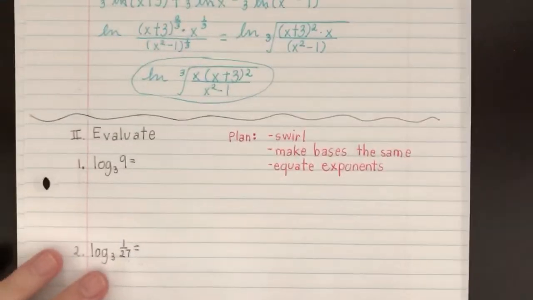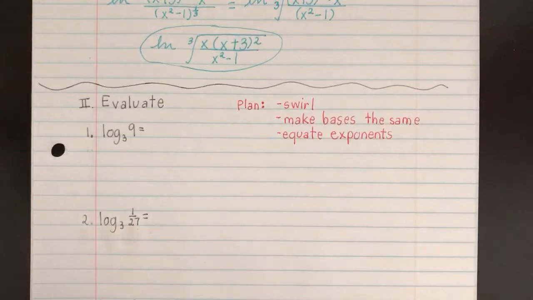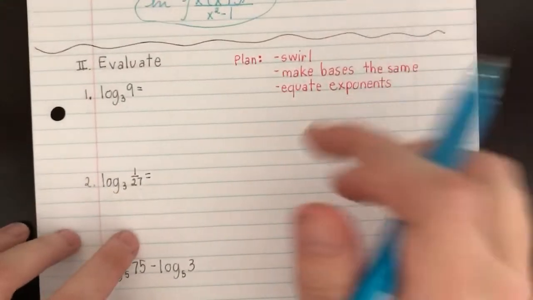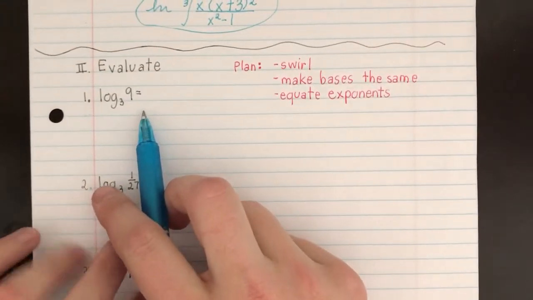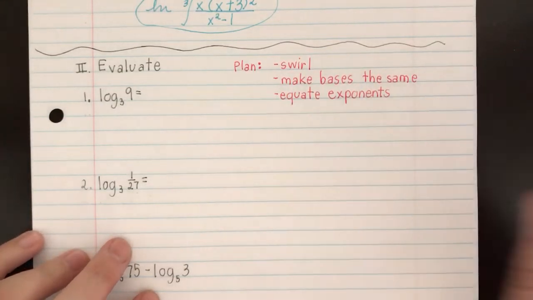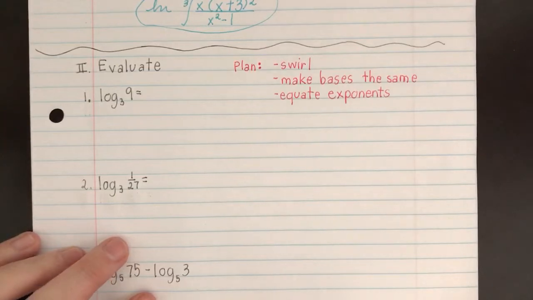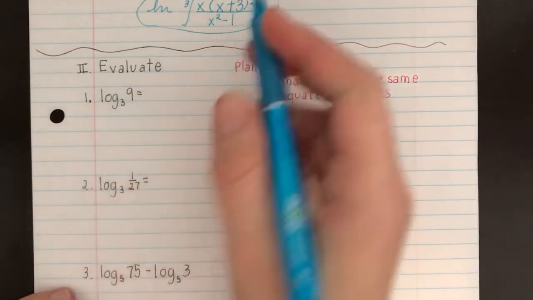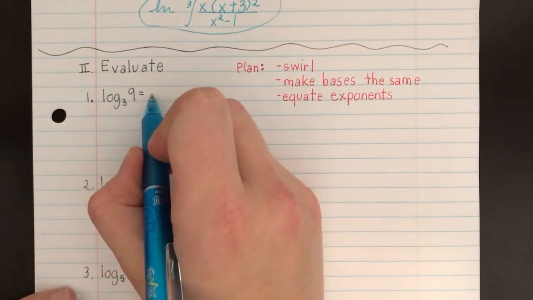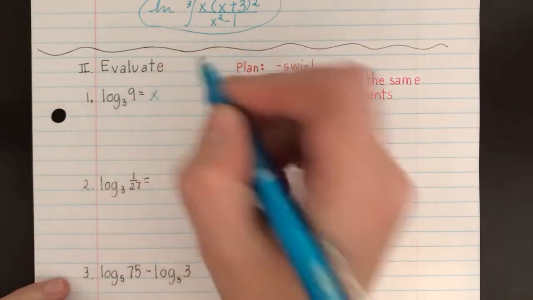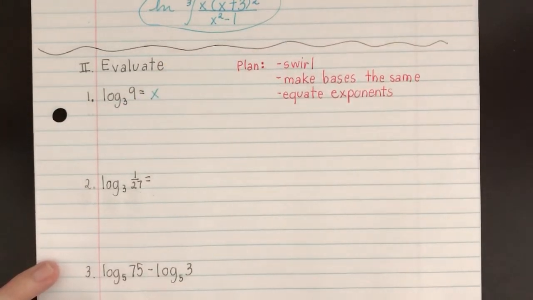All right, so now last section here, Roman numeral 2, evaluate. We've been doing this, we just haven't been doing it like more difficult problems, but we've been doing this. So your plan is to swirl, make the bases the same, and equate exponents. So remember, I've talked about multiple times in the past, if you have log base 3 of 9, I always say, what power would this be? 3 to what power equals 9? Okay, you can put an x there to help you see.